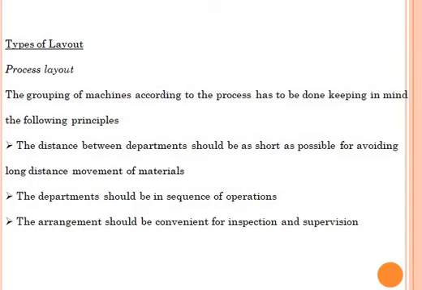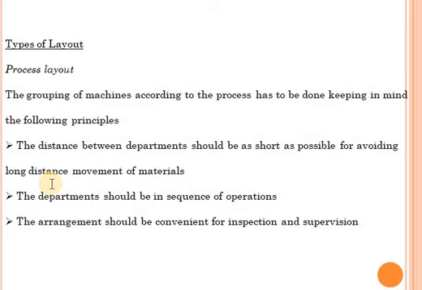While I'm grouping the machines for the process layout, I have to keep in mind the following principles. First of all, the distance between the departments should be minimized as much as possible so that I can avoid long distances traveled. For example, when moving materials from floor to floor, this is a long distance to be crossed. So if I have long distances to be traveled when I'm moving from department to department, this is a waste of time, and ultimately it's a waste of money, because with this lost time I could have manufactured more parts of the final product.